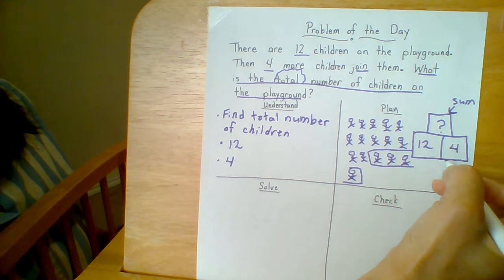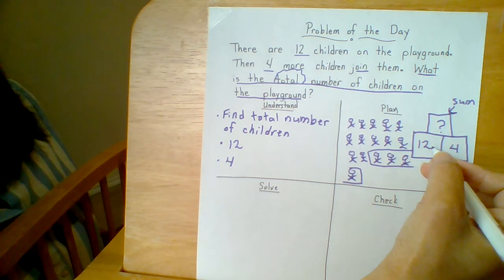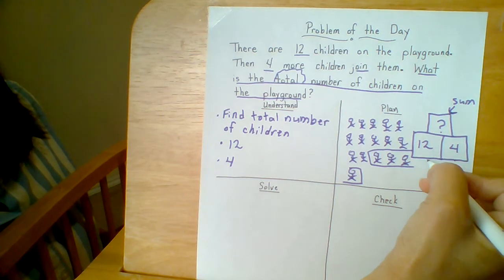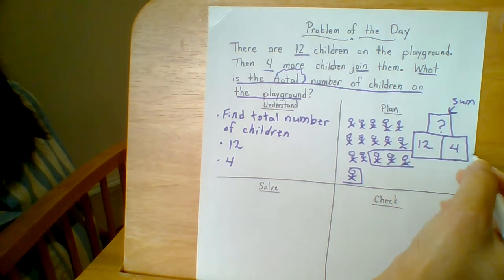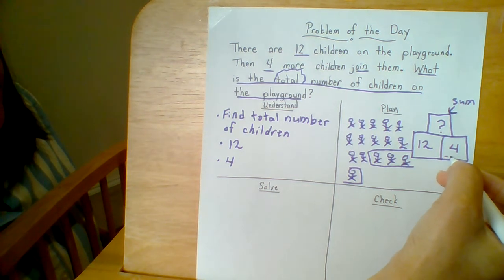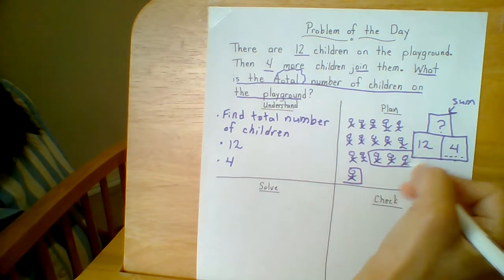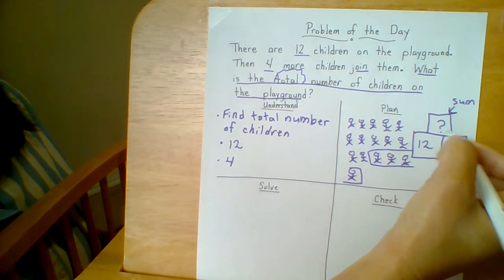Now, if I'm going to find the total of this, I could count on using my hundreds chart and start with 12 and then count on the hundreds chart 4 more. So 12, 13, 14, 15, 16, as I saw here. That way I can check and make sure my sum is correct.